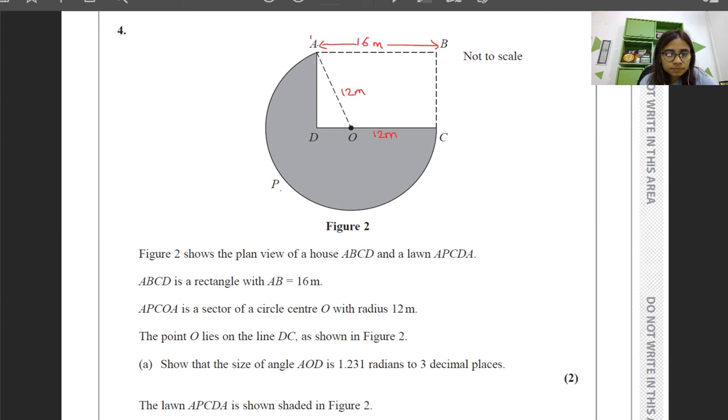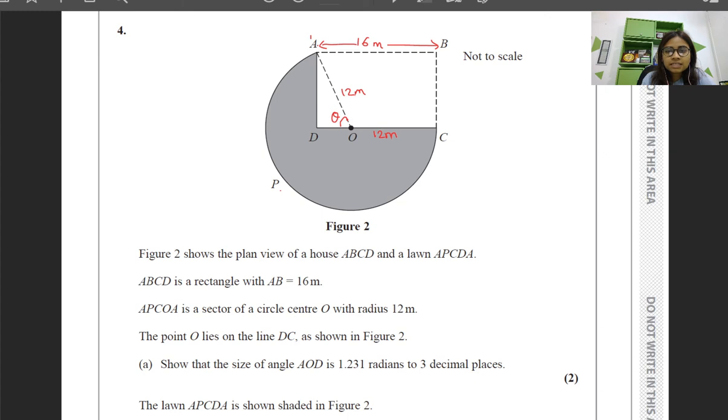And as shown in figure 2, show that the size of angle AOD is 1.231 radian to 3 decimal places. So we have to find that the angle AOD, that means this angle, let's consider theta, is basically 1.231 radians. So before we find theta, first let's simplify it.